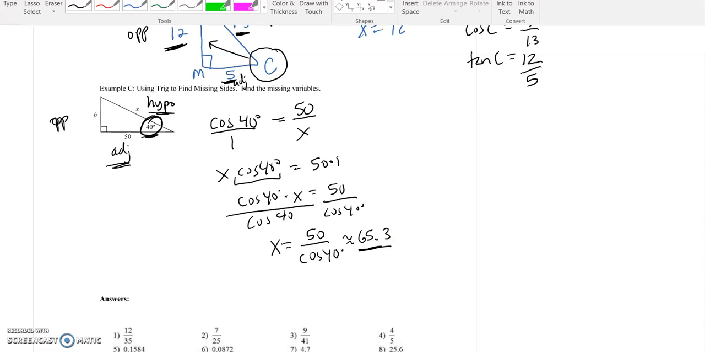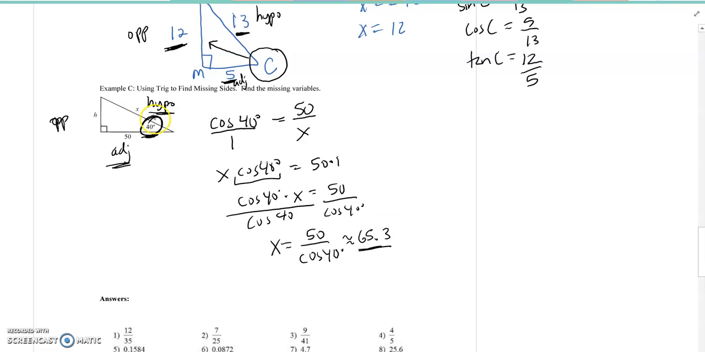Now I'm going to use the angle, still the 40 degrees angle, and I'm going to look for my opposite. Once again, I'd like to use the adjacent side because that's the one that I didn't have to approximate for. So the trig ratio that uses opposite and adjacent is tangent. So I'm going to set up the equation tangent of 40 degrees equals h divided by 50, because h is my opposite and 50 is my adjacent.